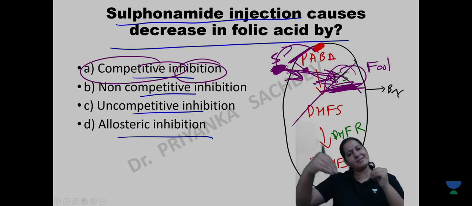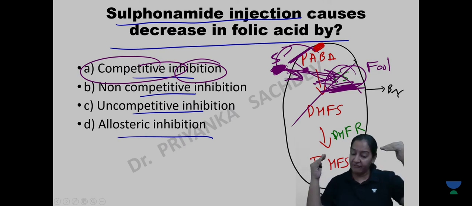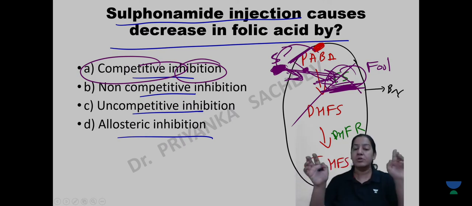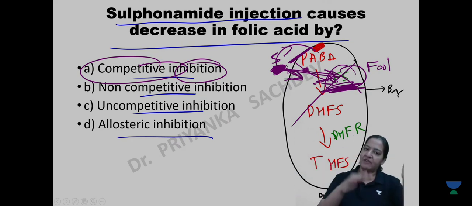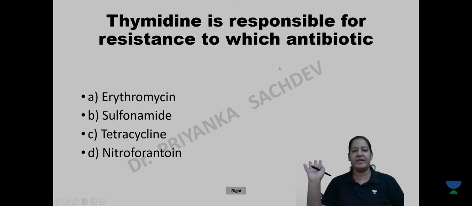If PABA is binding, it is the normal mechanism. It will get converted to DHFA and THFA. But if sulfonamide binds with the folate synthesis, it will be inhibited. So to make sure that folate synthesis binds with sulfonamide, not with PABA, we make the sulfonamide tablet with the same structure as that of PABA. So the correct answer here is A. Everyone got it? Yes, everyone is right. Kishore, Amar, last night, everyone is right.